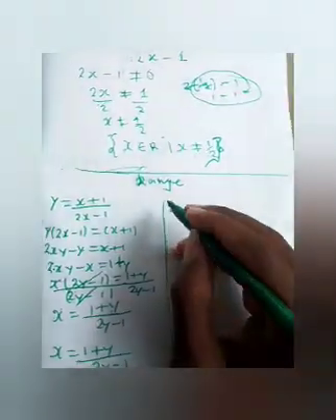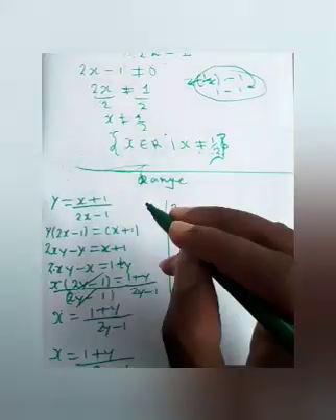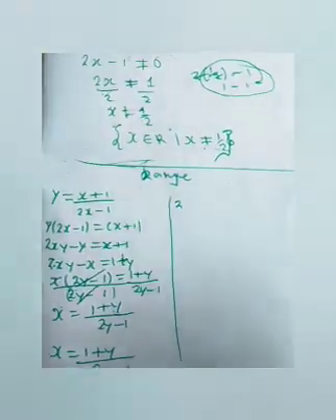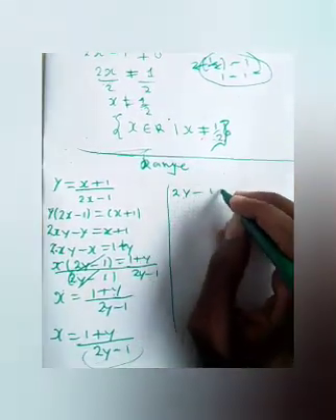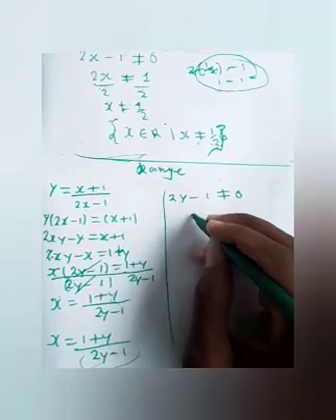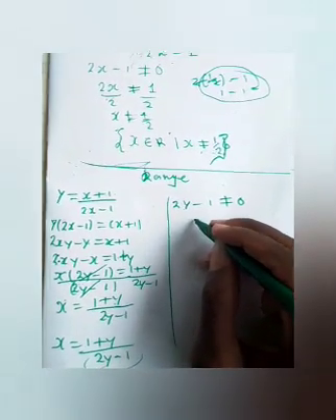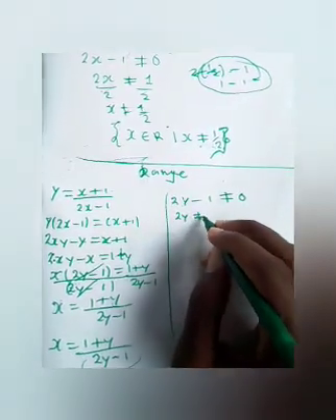So now for the range, we're talking about the y-axis, okay? Whenever you hear the word range, I repeat, think of the y, anything on the y-axis. So I'll get the denominator 2y minus 1. And I don't want it to be equal to 0, okay? Because if it is equal to 0, we'll end up with an undefined function. So make y your subject.